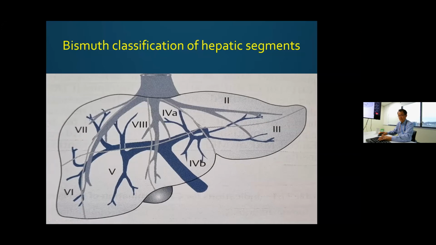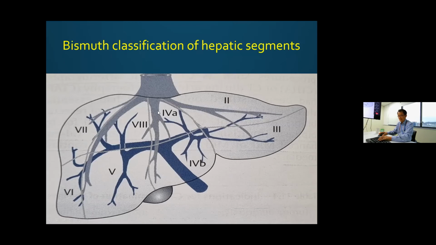And then the portal vein divides the superior and inferior. The hepatic vein divides the anterior and posterior. So you have one, the caudate, right around the gallbladder fossa. And then second is superior left. Third, anterior inferior left. Fourth is above the portal vein, and below it.